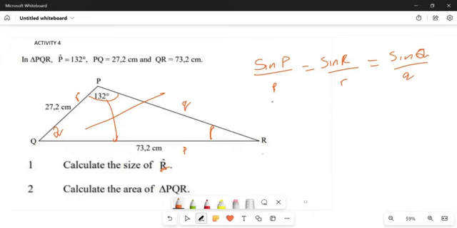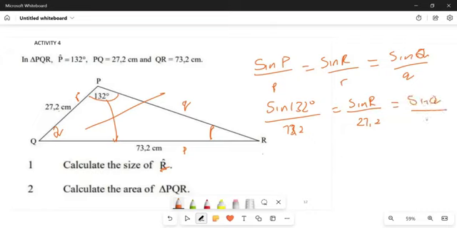If we substitute, we have the sine of 132 all over, do we know what small p is? 73,2, which is equal to the sine of R, which we don't know, all over, do we know small r? 27,2, which is equal to sine Q. Do you know what sine of Q is? We write it as Q again. Do you know what small q is?